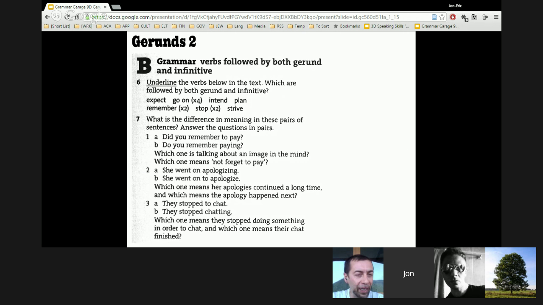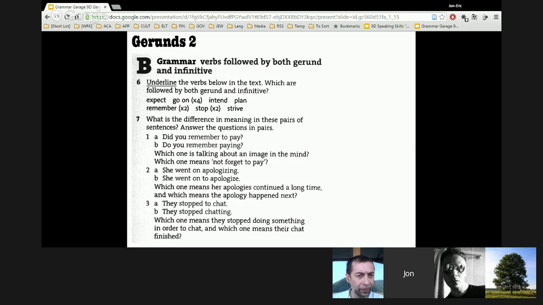I have to say which is right and which is wrong, or I have to guess which is the difference. Yeah, you're going to match A and B to those two questions. Which one is talking about an image in the mind, and which one means not forget to pay? Did you remember to pay? Do you remember paying? Which one is talking about an image in the mind? In other words, which one is you remembering, and which one means that maybe you forgot? Focus on that one. That's easier. Which one means you might have forgotten?